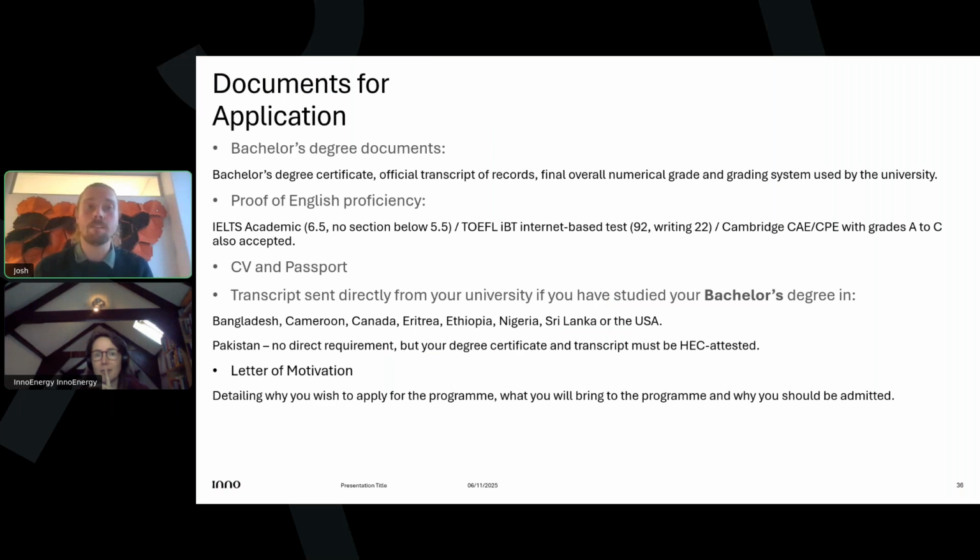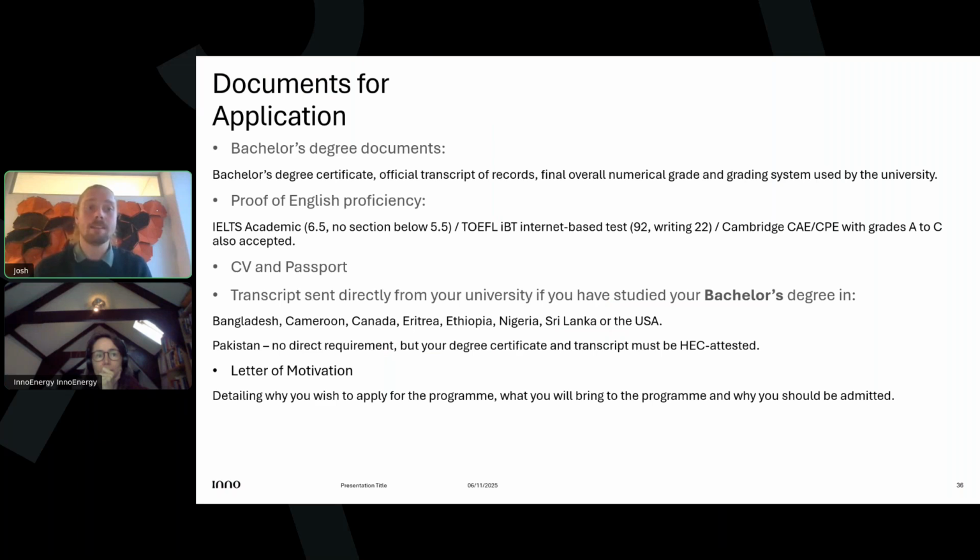So do make sure to have a look at the fine print in terms of how many credits are required in different subject areas for different programs, because your degree title might be one thing, but you may have studied courses from other subjects as well. In terms of documents for application, we need to see your bachelor's degree documents. There may be some of you who have studied a master's or further degrees. These are really good to have in your application, but the necessary requirements to be admitted at master's level are bachelor's documents.